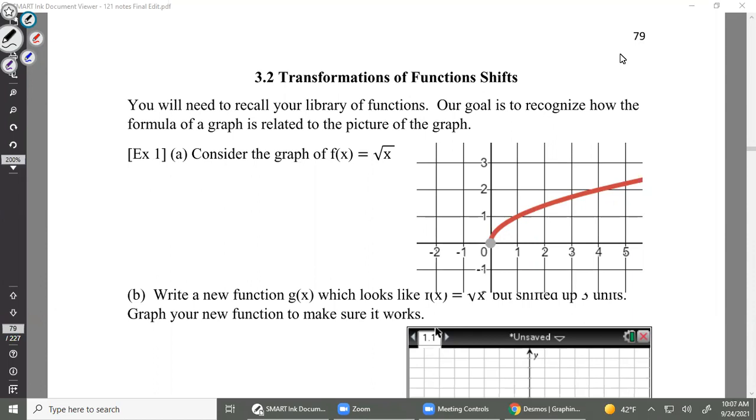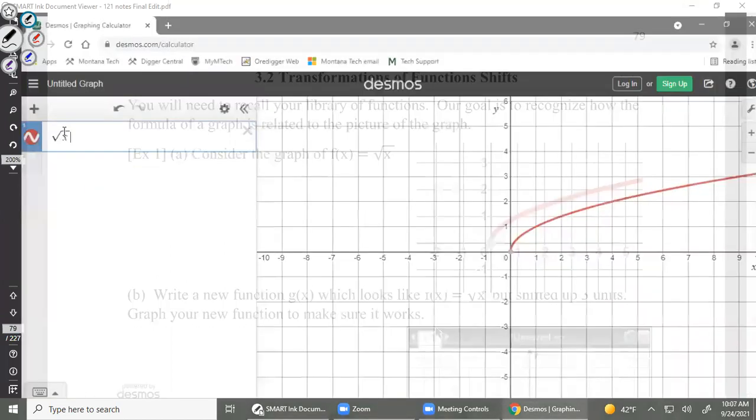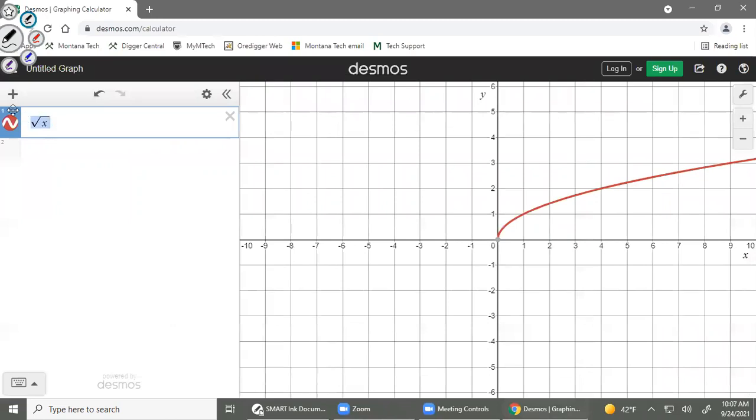So example 1A says, consider the graph of f of x equals the square root of x. We've got a lovely picture there. That's the square root of x. You can type it into Desmos. If you're typing it into Desmos, it's SQRT, and as soon as I put my t, it's going to give me a square root. And if you type in the x, you get the square root of x.